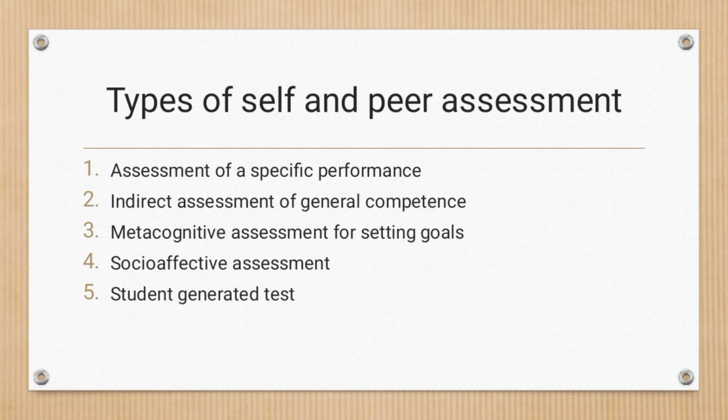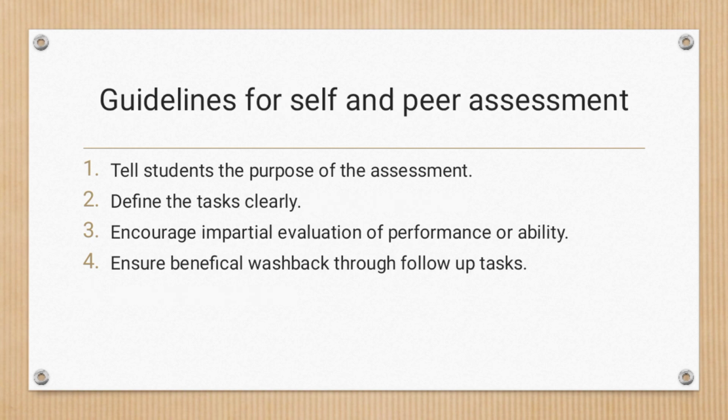Types of self and peer assessment: 1. Assessment of a specific performance. Indirect assessment of general competence. Metacognitive assessment for setting goals. Socio-affective assessment. Student-generated tests. Guidelines for self and peer assessment: 1. Tell students the purpose of the assessment. Define the task clearly. Encourage impartial evaluation of performance or ability. Ensure beneficial feedback through follow-up tasks.